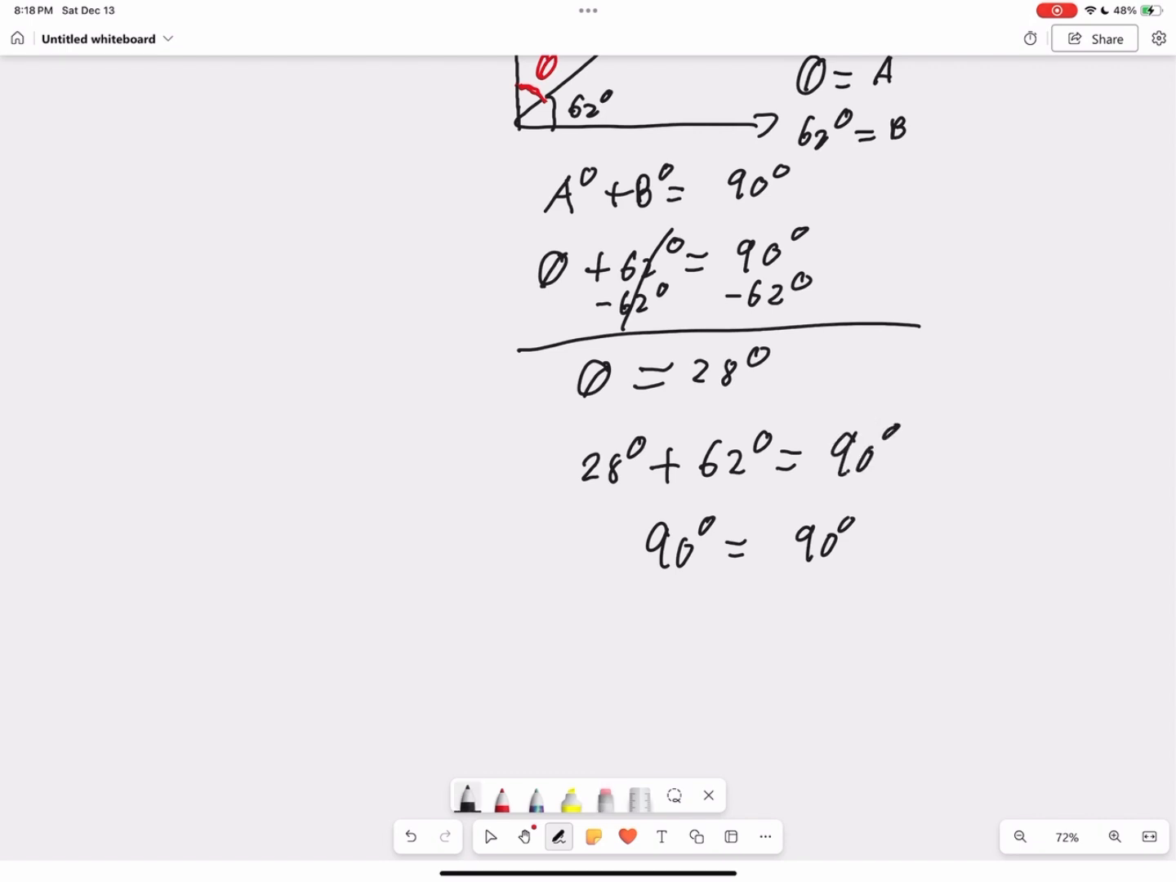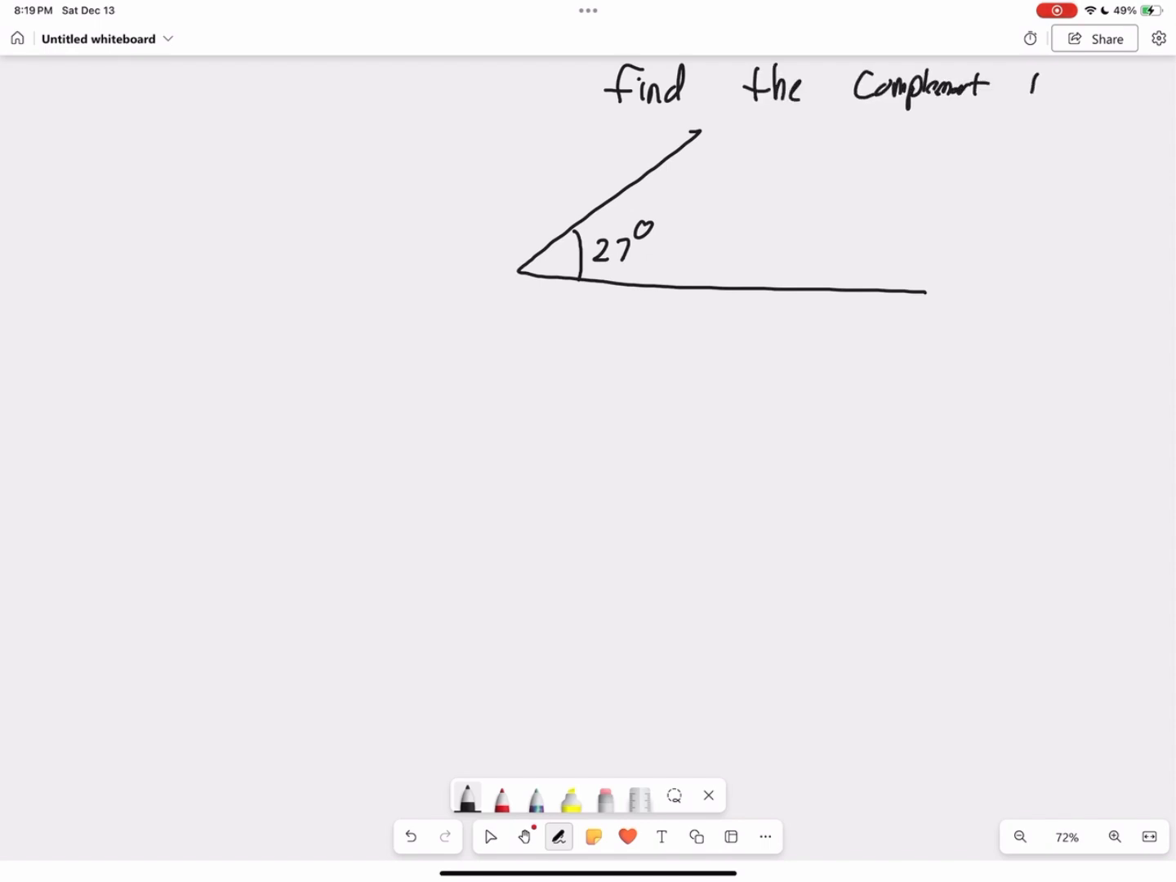And that's how you know you're correct. Let's do another one. So let's say they give you this angle right here, and they say find the complement to this angle. So same idea, just find the other angle that gives 90 degrees. That's what it means to be complement. So how do we do this?